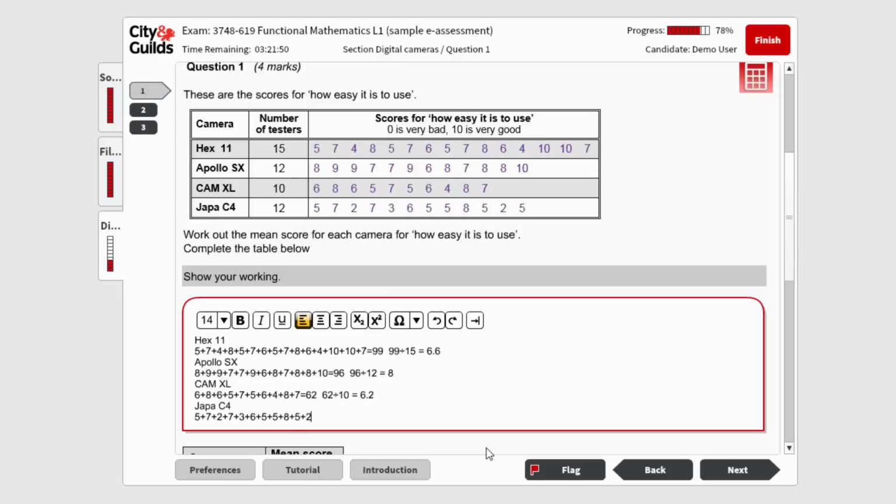This is the last one. Again, just check we've got 12 numbers there. And we do. And 5 and 7 is 12, plus 2 is 14, plus 7 is 21, plus 3 is 24, plus 6 is 30, plus 5 is 35, plus 5 is 40, plus 8 is 48, plus 5 is 53, plus 2 is 55, plus 5 is 60. So we end up with 60 divided by 12. Well, 60 divided by 12 is 5.